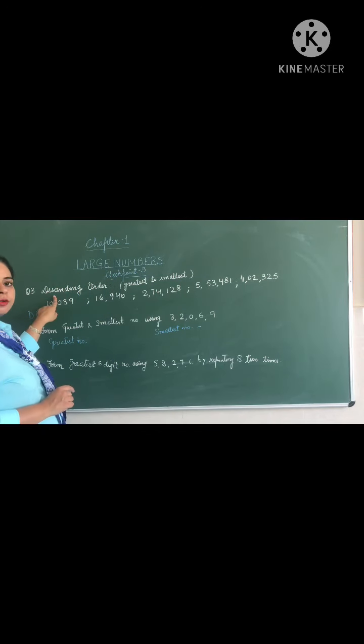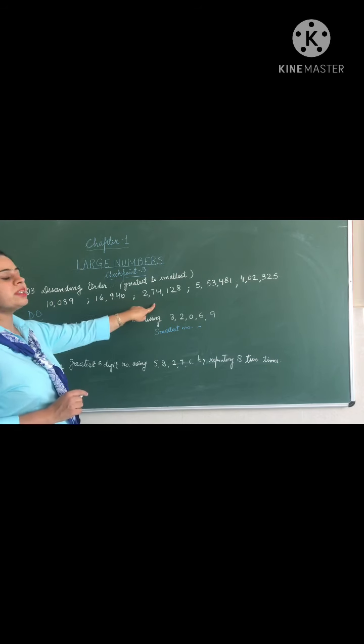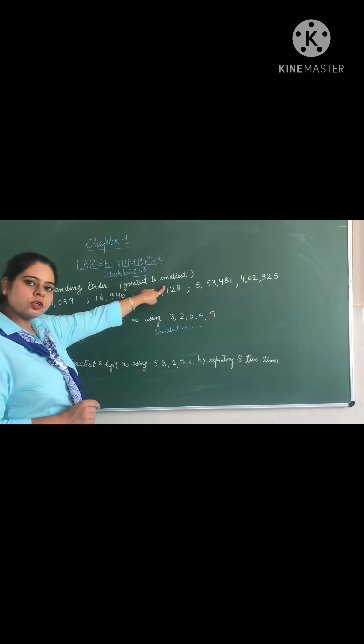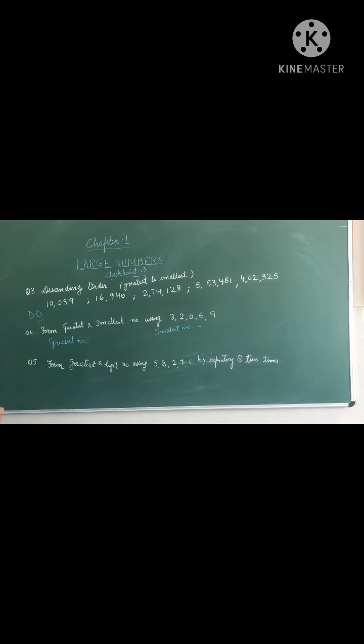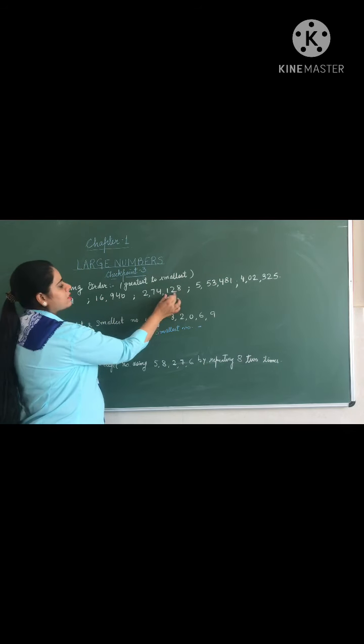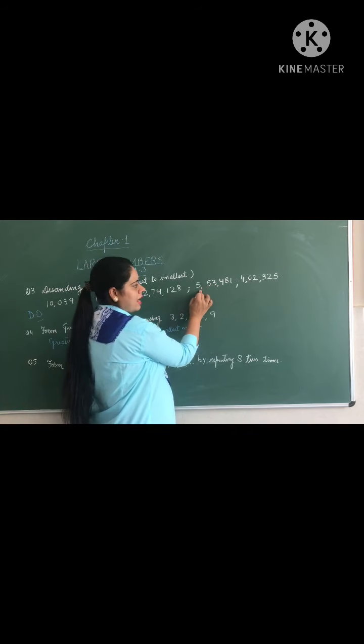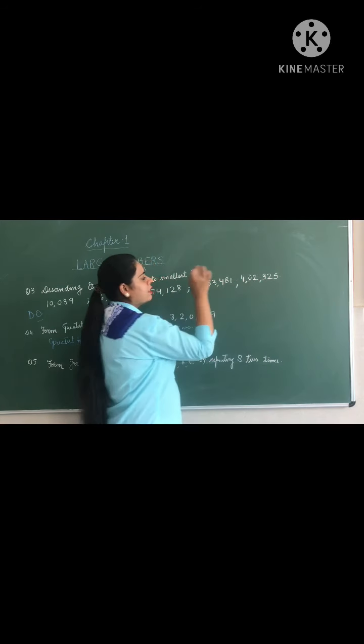Question number 3 is you have to arrange these numbers in descending order. Meaning of descending is from greatest to smallest. Now what will be the greatest of all these digits? How you will come to know? This is ones group, this is thousand group. This is ones, this is thousand. This is ones, thousand and lakhs.